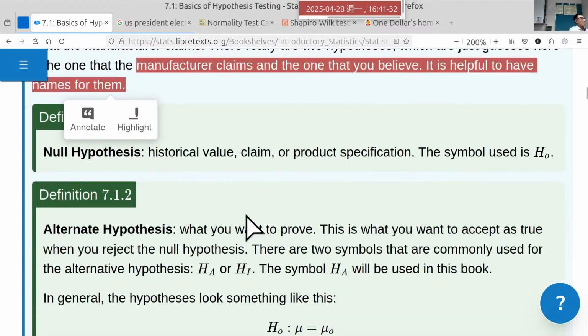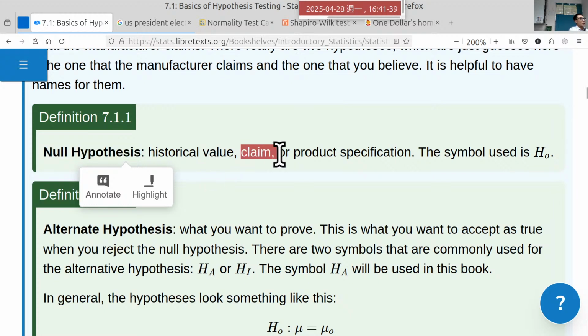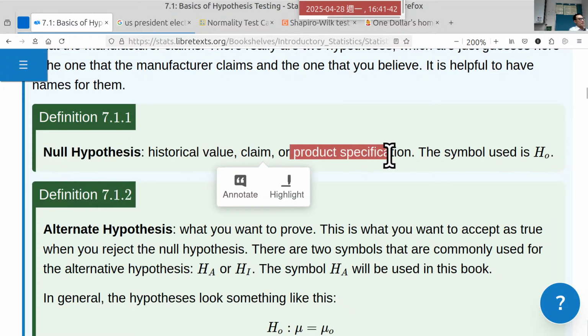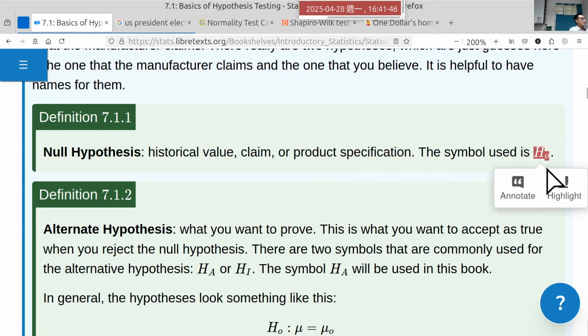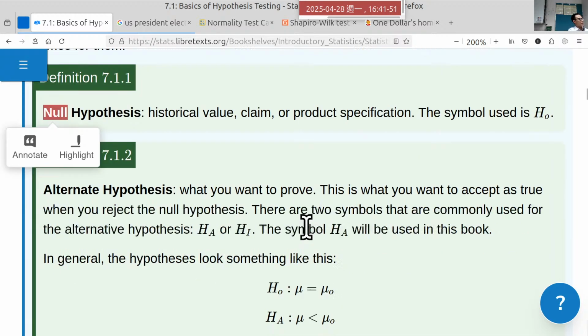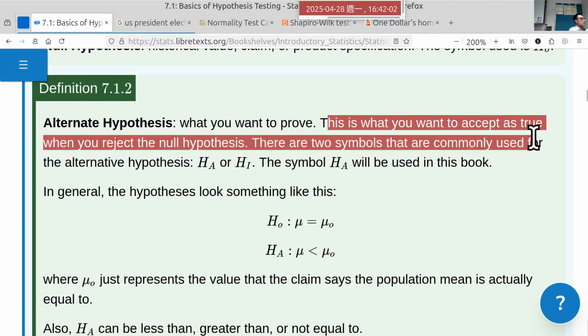The first one, null hypothesis. Historical value, claim, or production specification. The symbol is H0. Null hypothesis. Null means nothing. 0. Okay. And the second one, alternate hypothesis. What you want to prove. This is what you want to accept as the truth when you reject the null hypothesis.